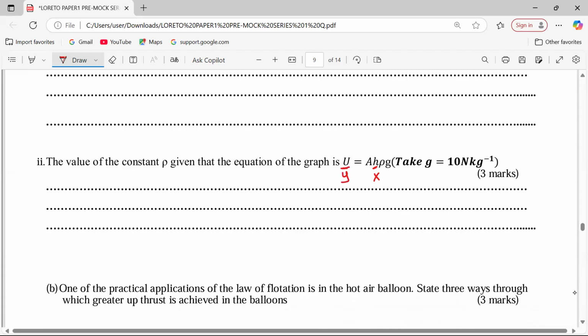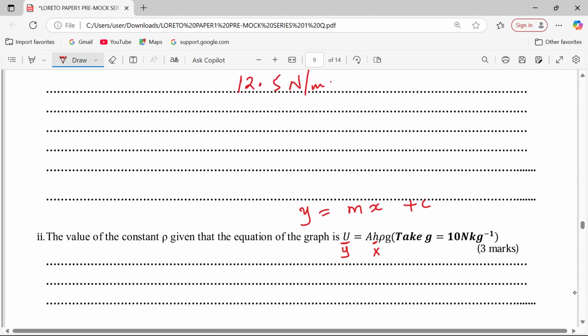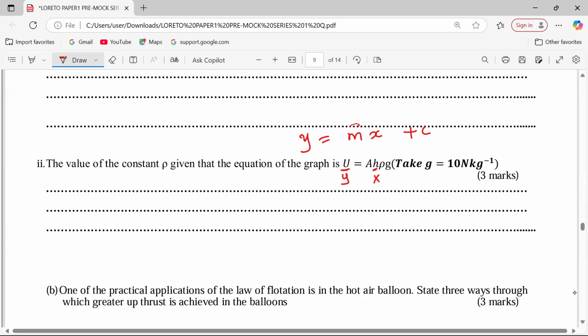Therefore, ours is to analyze this equation using the gradient of a straight line, y equals mx plus c. Our c is 0 in this case because c is the y-intercept, and the line is cutting the y-axis at 0. You see where the line passes? The origin. Whatever is the coefficient of the quantity on the x-axis becomes our slope. Therefore, the slope, according to the graph, our gradient, equals whatever multiplies h. That is A times density times g.